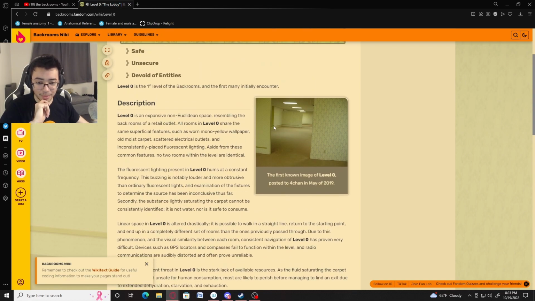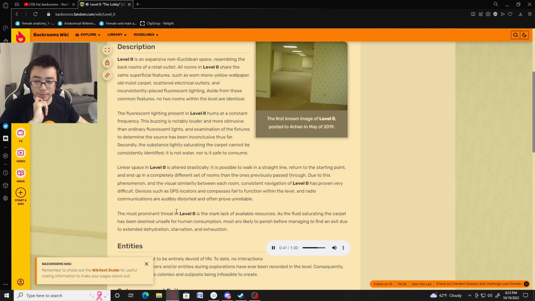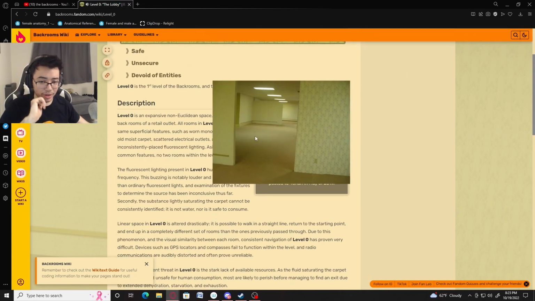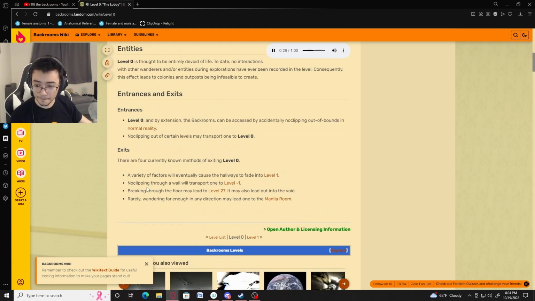So there really isn't very many enemies in level zero. Or, I mean, this is the most prominent threat, but the majority of the time it's just like, yeah, there's no enemies. There might be here and there. No clipping through a wall will transport you to level negative one. Breaking through the floor may lead to level 27. It may also lead out into the void. Why isn't there a thing for the void? Can I click on the void?